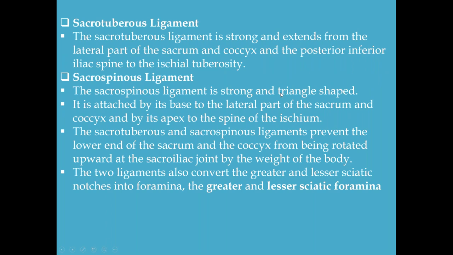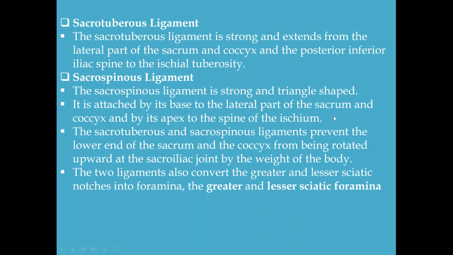We'll discuss now the ligaments. The two important ligaments are the sacrotuberous ligament and the sacrospinous ligament. What is the importance of these two? They lead to the formation of the greater and lesser sciatic foramina. The sacrotuberous ligament is strong and extends from the lateral part of the sacrum and coccyx and the posterior inferior iliac spine to the ischial tuberosity. And the sacrospinous ligament is also strong and triangular in shape. It is attached by its base to the lateral part of the sacrum and coccyx, and its apex to the spine of the ischium.